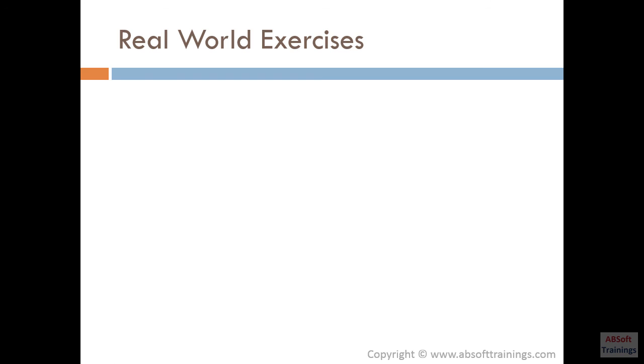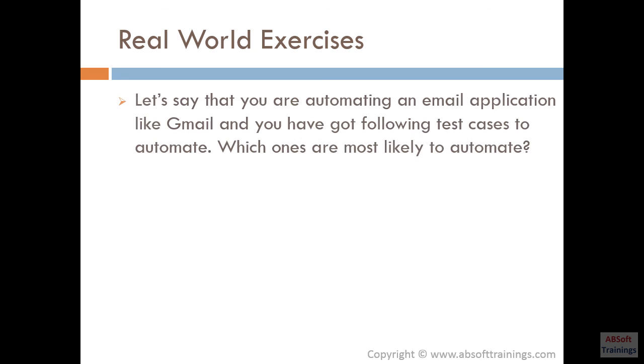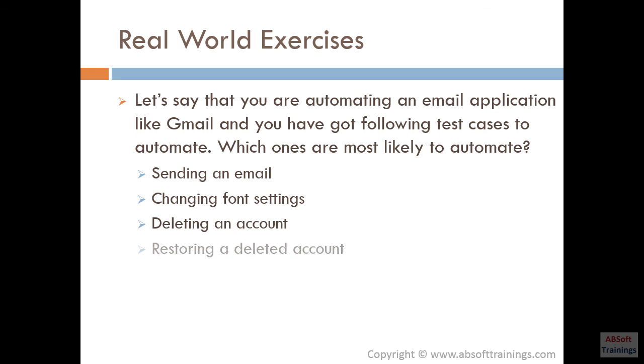It's time to do some real-world exercises. Let's say that you are automating an email application like Gmail, and you have got following test cases to automate. Which ones are most likely to automate? Define your automation criteria, which ones are very important, which ones are less important, and plan accordingly. These are the test cases: sending an email, changing font settings, deleting an account, restoring a deleted account.